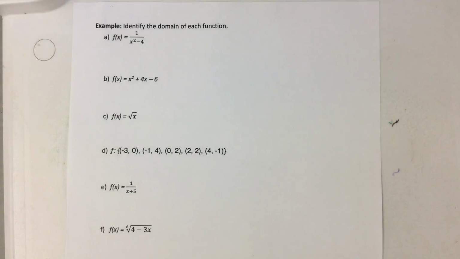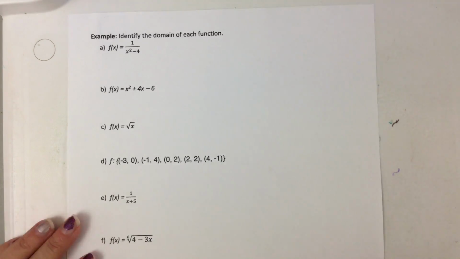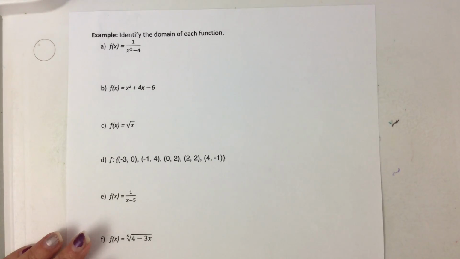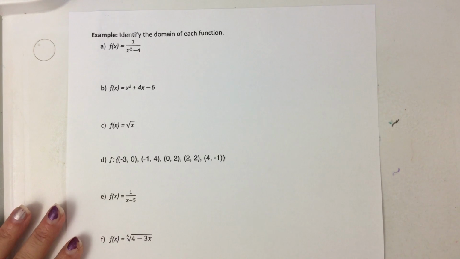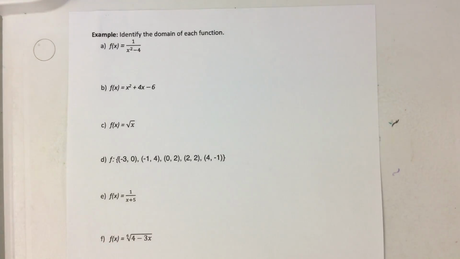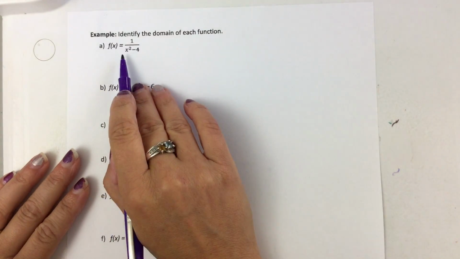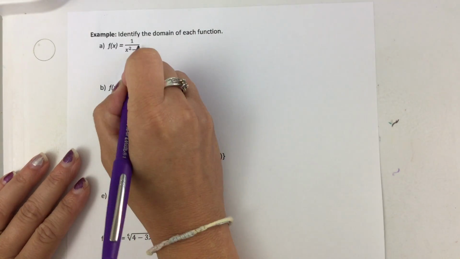Okay, let's look at the back. So what they want us to do is identify the domain. So you are looking at those two restrictions. Restriction number 1, you cannot divide by 0, okay?